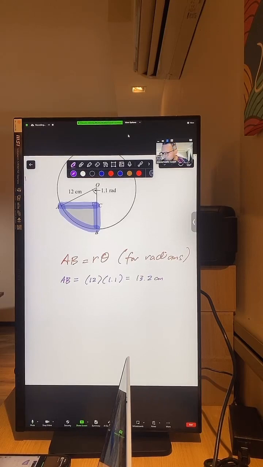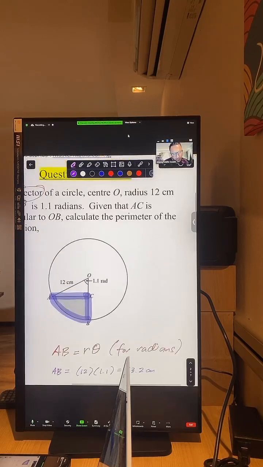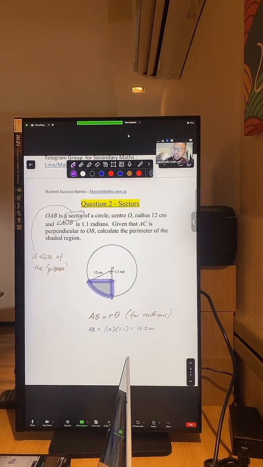Okay, so someone just now said that the answer is 13.1 cm. It's definitely not 13.1 cm because AB is already 13.2. So if AB is already 13.2, the perimeter of the shaded region will definitely be more than 13.2 lah. Logic, right?